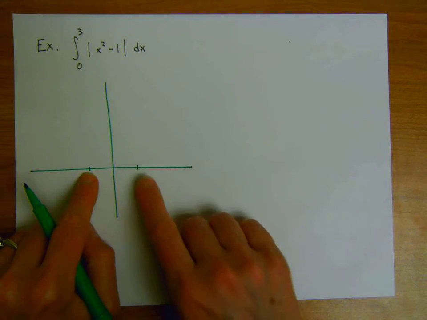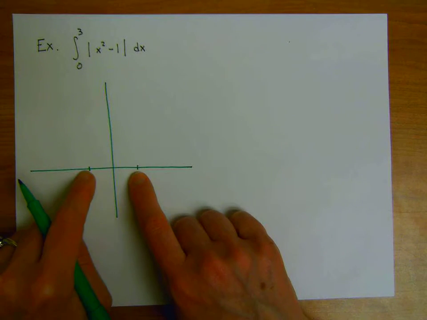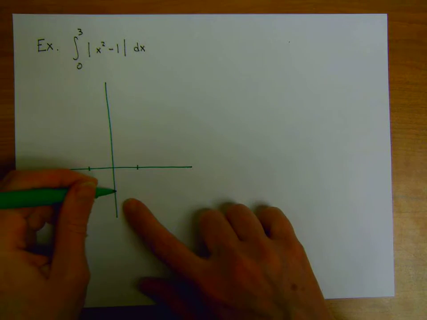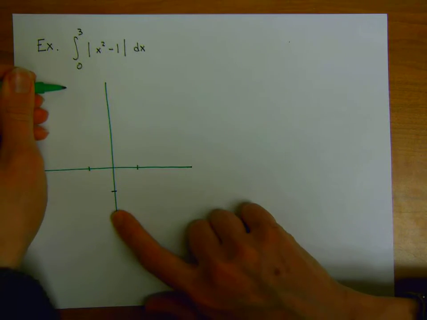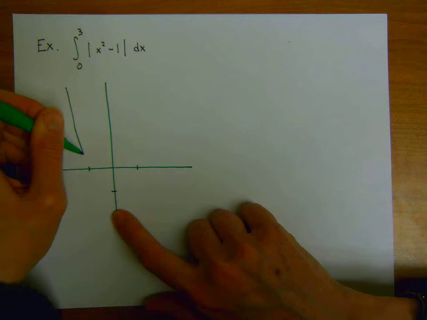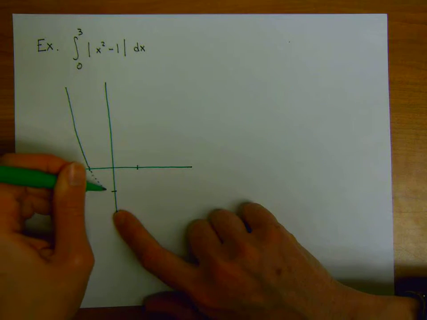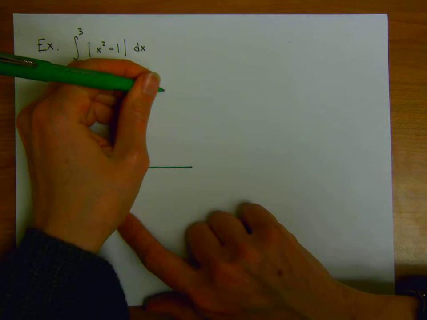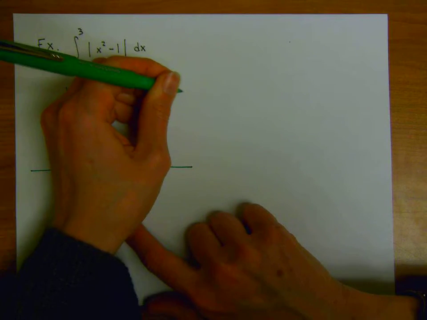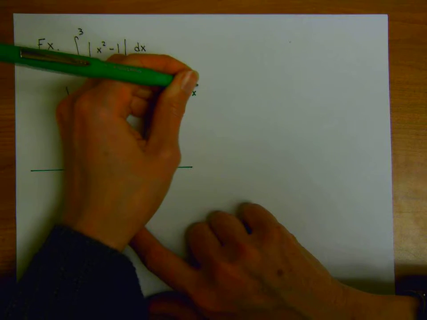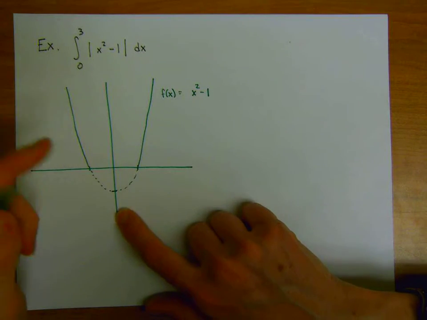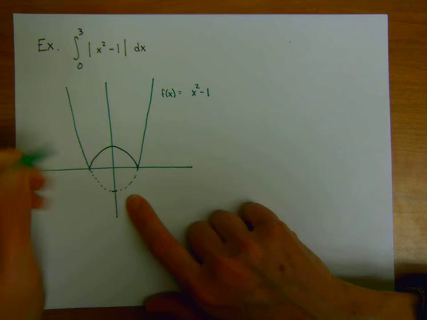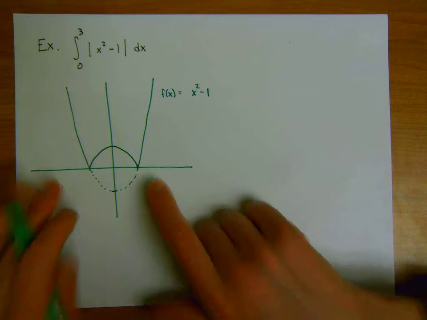Notice that it has intercepts at both 1 and -1, because that's when my outputs would be equal to 0. It has a y-intercept down at negative 1. So this green curve would be the graph of the function f of x equals x squared minus 1. But then when you take its absolute value, it takes all of the negative values and flips them over the x-axis.